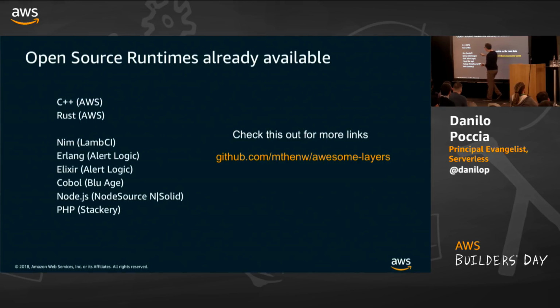And then our partners already started creating interesting stuff. Alert Logic created a runtime for Erlang and Elixir. Blue Age, a runtime for COBOL. So you can now run COBOL inside Lambda. NodeSource created a distribution for their N|Solid, a robust distribution of Node.js. And Stackery worked on one of the most requested languages, now that Ruby is available, that is PHP. So you can also run PHP. All the things that I was mentioning before, how the runtime API works, are important only if you want to create your own runtime.